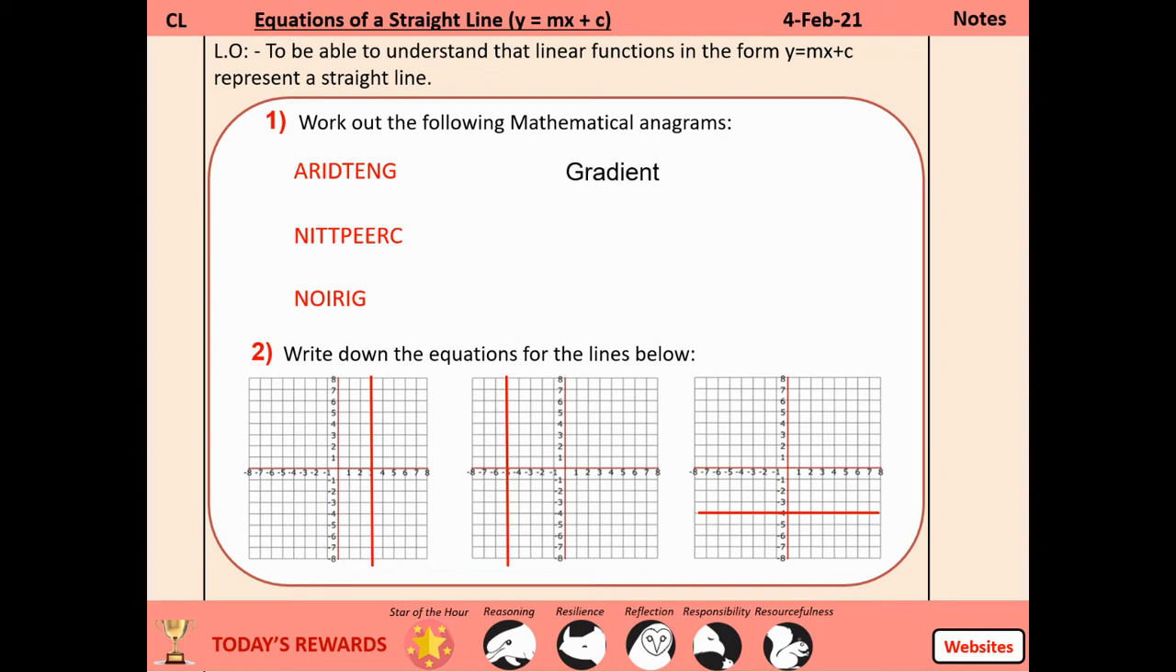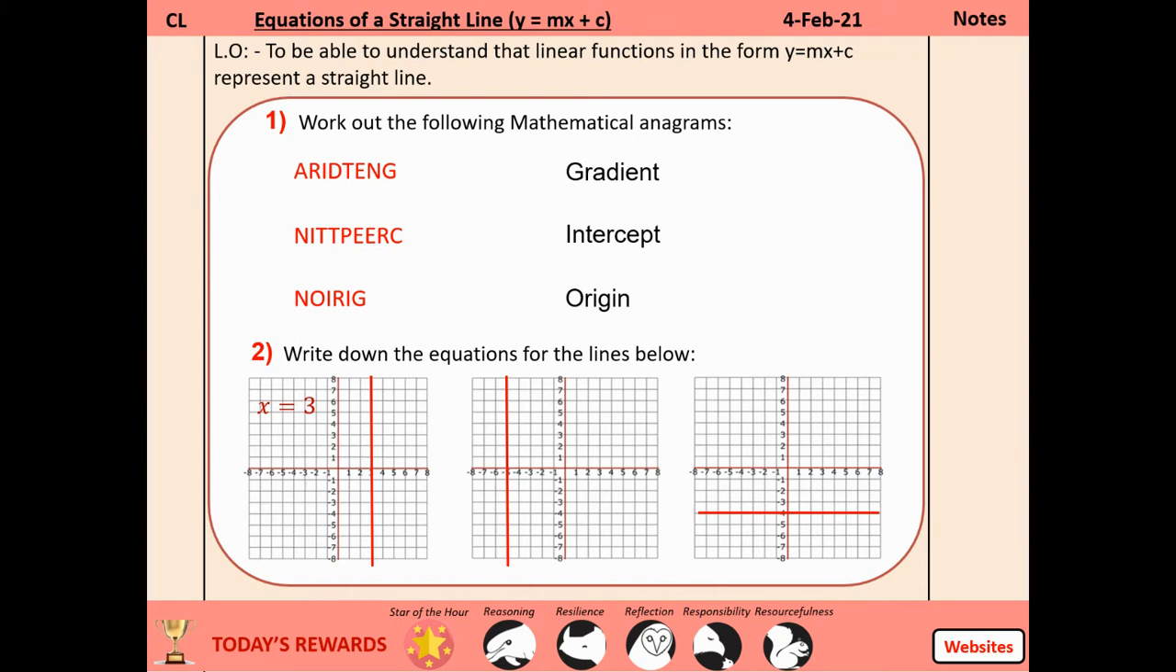You probably came across that word, but we're going to be learning that in the coming lessons. The next one is called an intercept. And finally, origin, the center of a graph. Question 2 now, write down the equations for the lines below. This one will have to be x is equal to 3, because for any point on that line, the x coordinate would be 3.